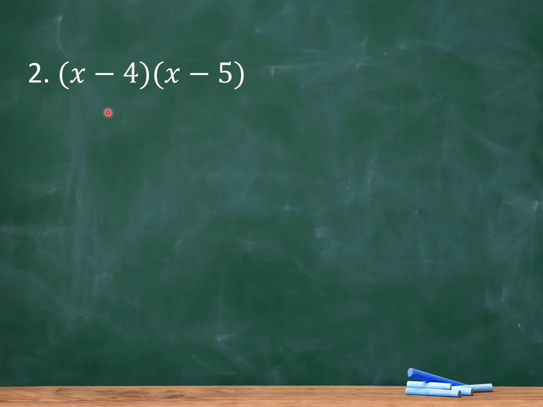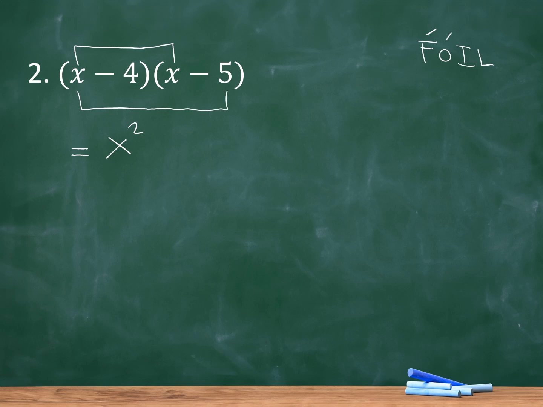Example number 2, x minus 4 times x minus 5. So to do this, we will just follow the FOIL method. Remember, F means first, so we will multiply the first terms, x times x. It's gonna be x squared. O means outer, so we will multiply the outer terms. It's gonna be x times negative 5. So we need to be careful now with our signs. This will be taken as negative 5. So again, x times negative 5 will be negative 5x.